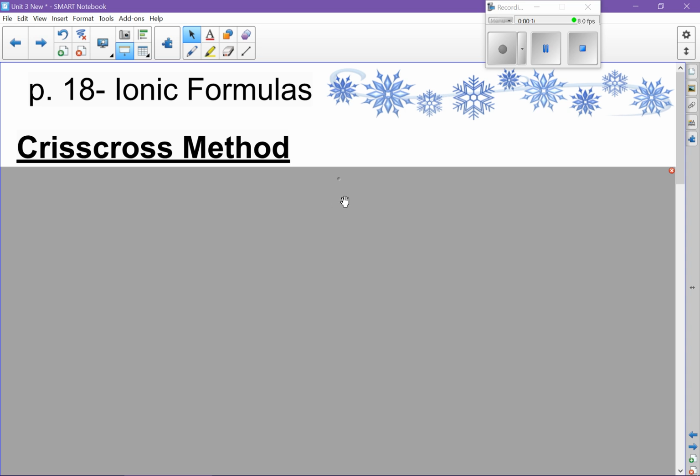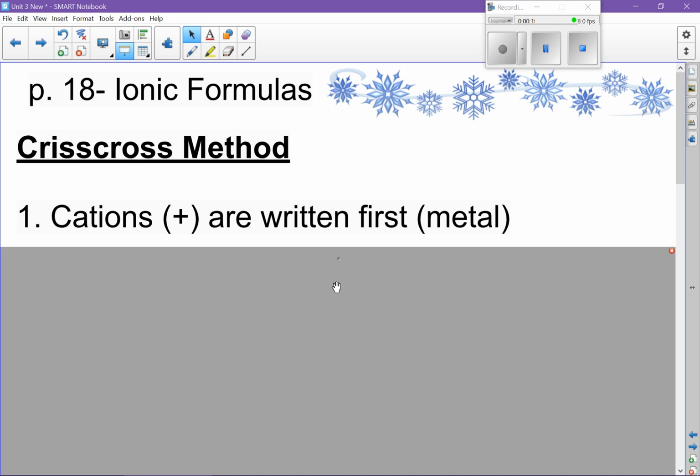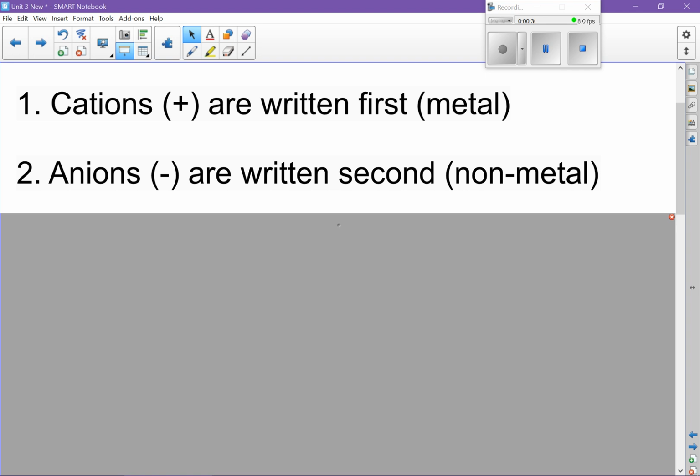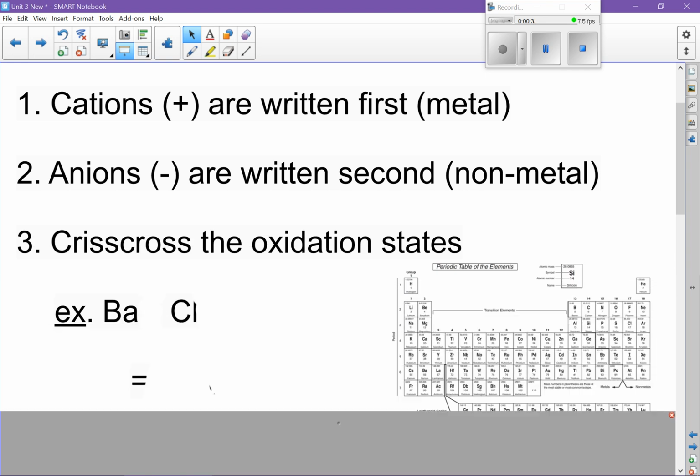Okay? So first thing, you will write the cation or the metal. And secondly, you will have the anion. So it always has to go cation, anion, or metal first, non-metal second. Then you need their oxidation states from the periodic table.